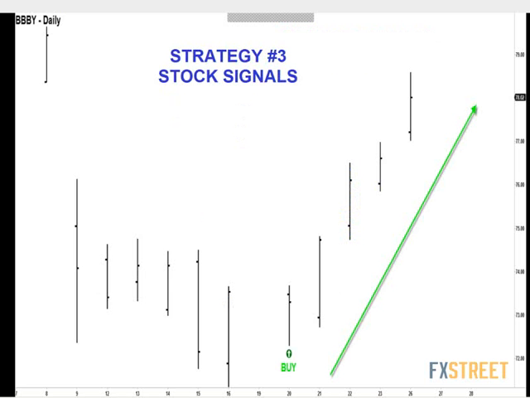Let me show you some of the current signals. Here's one in BBBY. As you see here, it looks as if most people would say, well, we're in a downtrend here. We're actually selling off. But strategy number 3 generated a buy signal on, I believe, the 20th of January, and look what happened after that.